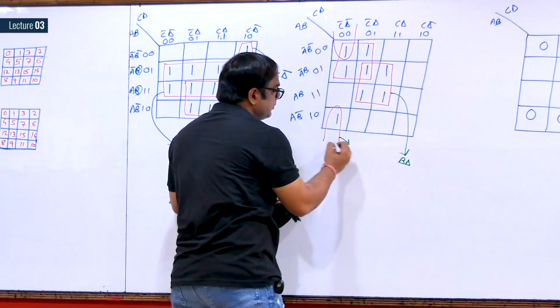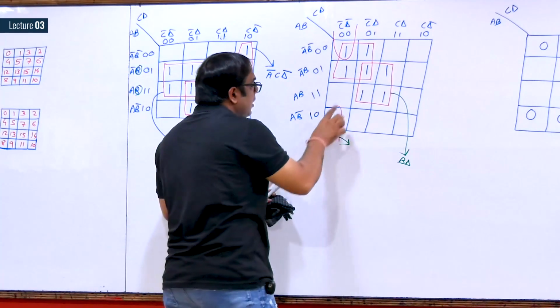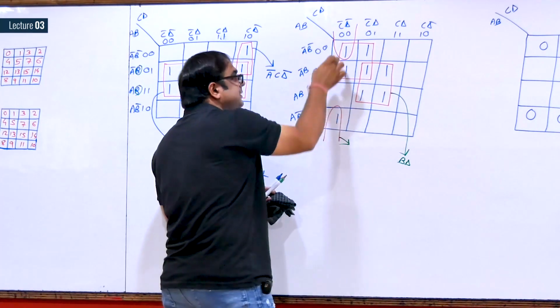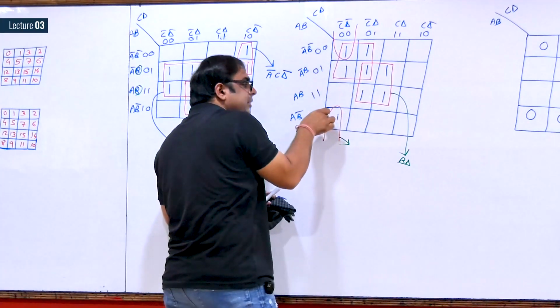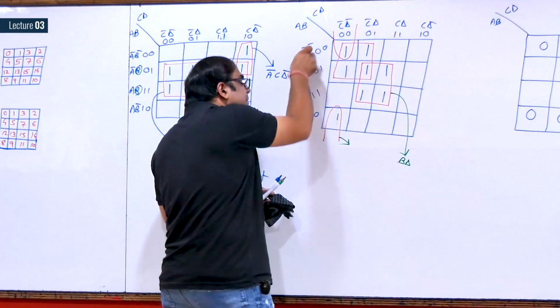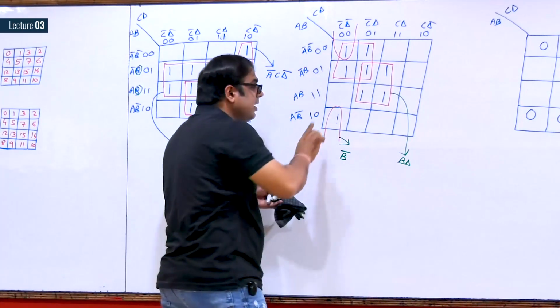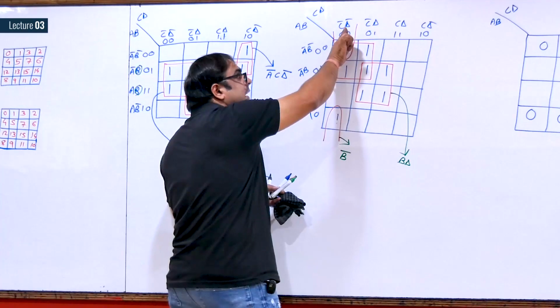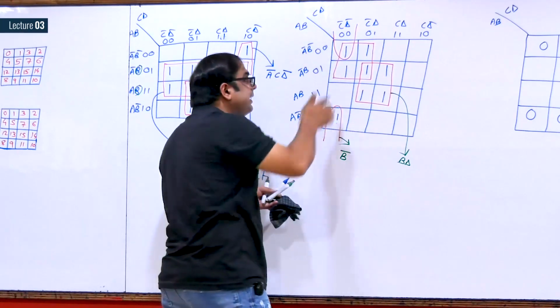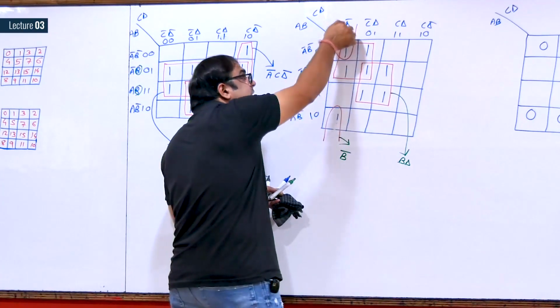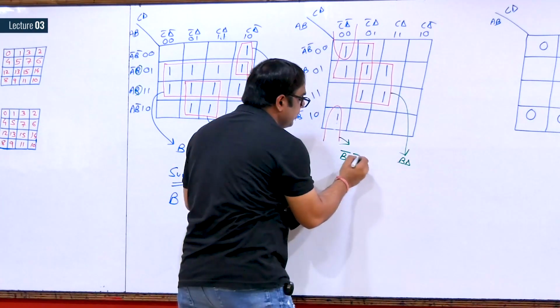Come to this pair, this pair and this pair. These two minterms: B complement is common from this side. And what is common from this side? Entire C complement, D complement. This pair I am talking about, what is common? C complement, D complement.